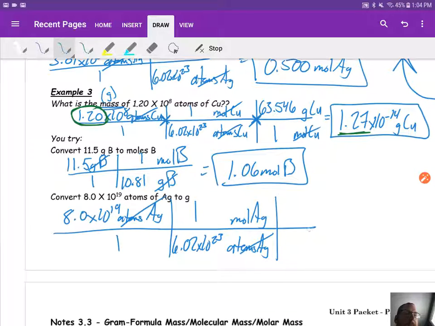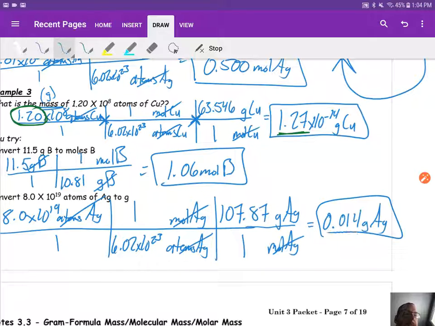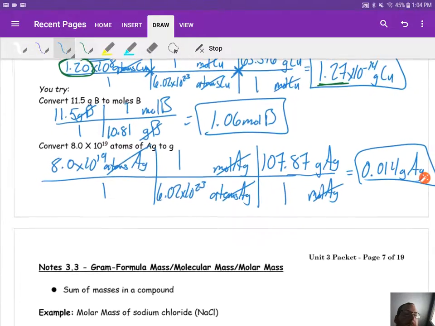Okay, now I got to do one more step to get to grams. Moles of silver on the bottom, grams of silver on the top. 1 mole, when I look it up, is 107.87 grams. So now I just have to do my math, and when I do that, I should get 0.014 grams of silver.